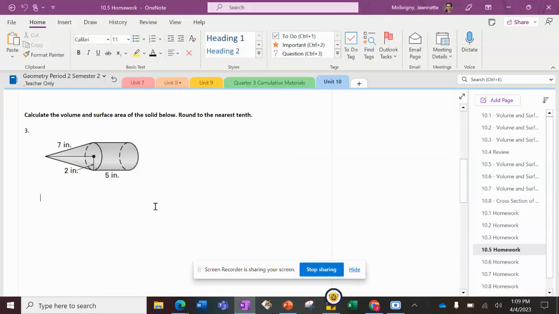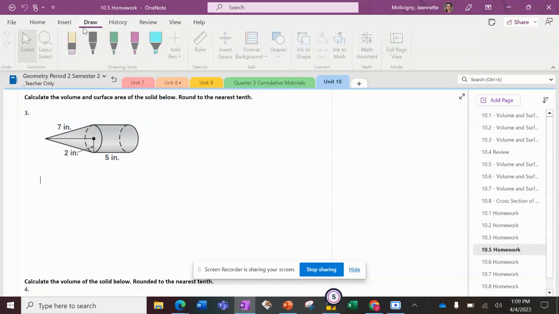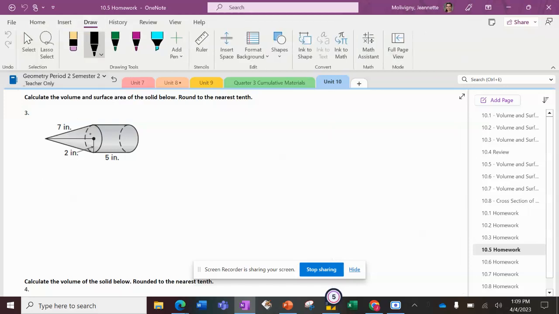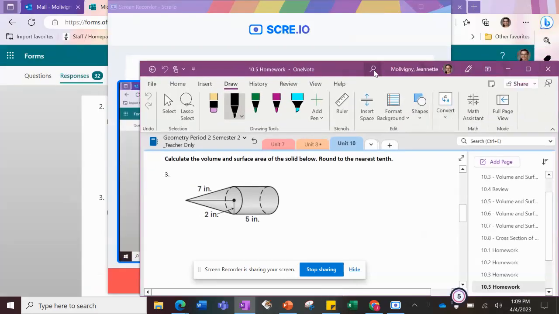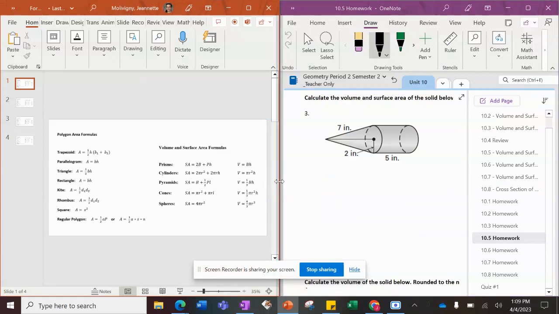Okay. So for 10.5, number 3, we have to calculate the volume and the surface area of this solid. So what we have is a cone and a cylinder. So I'm just going to bring up my formula sheet here.